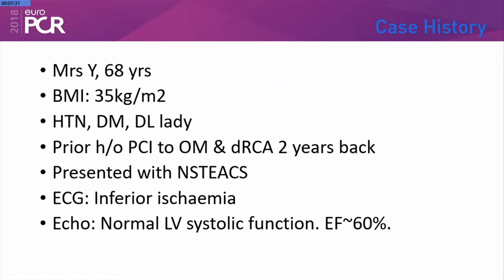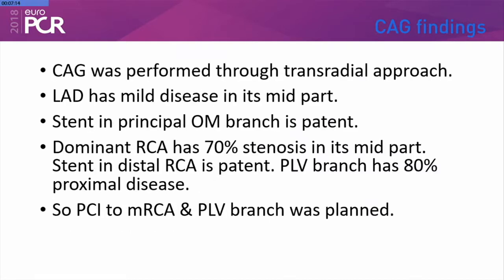So my patient, a 68-year-old female with high BMI, hypertensive, diabetic, dyslipidemic lady with prior history of PCI to OM and RCA 2 years back. This time presented with acute non-ST ACS. Her ECG revealed inferior ischemia, ejection fraction was normal. CAG was performed through transradial approach.